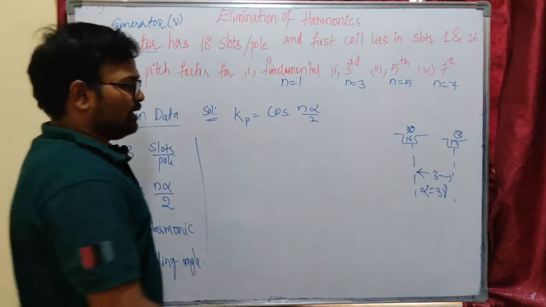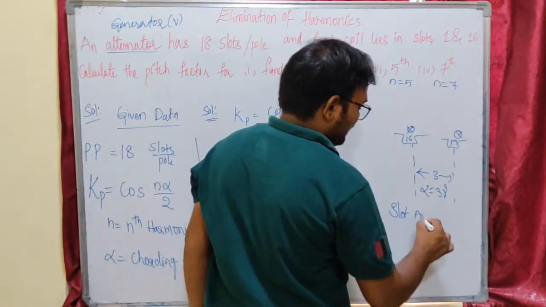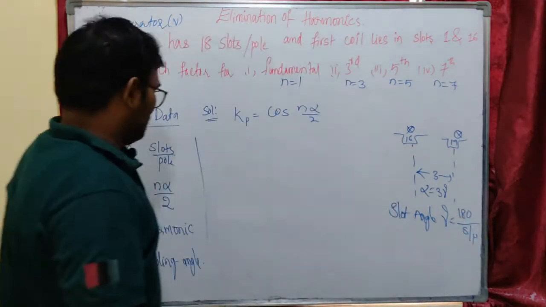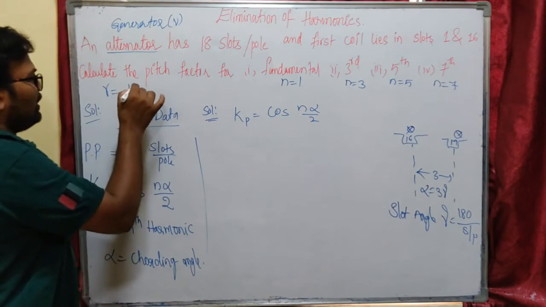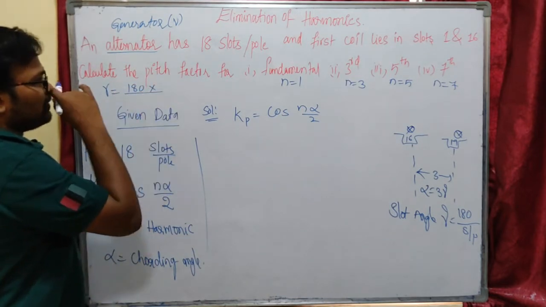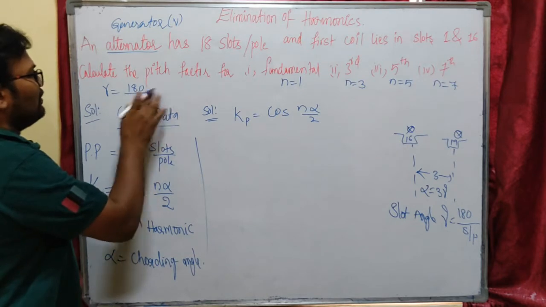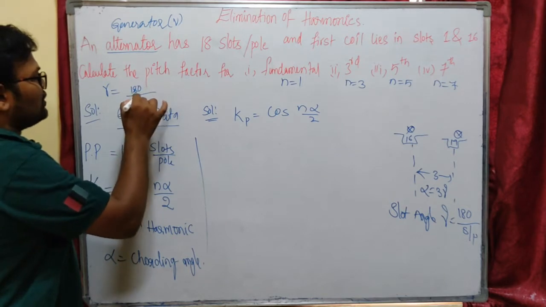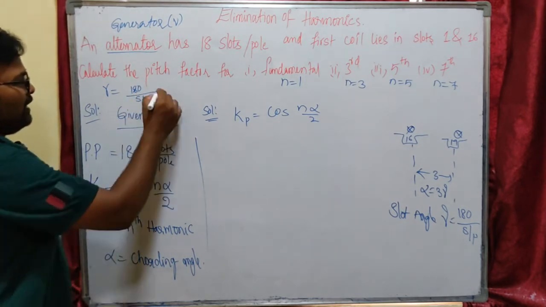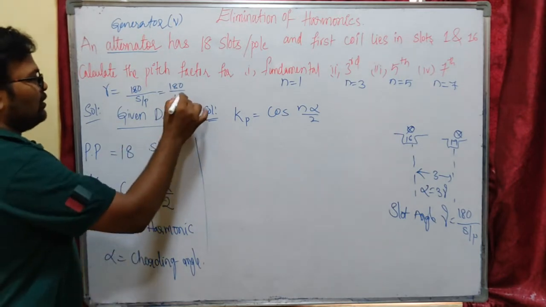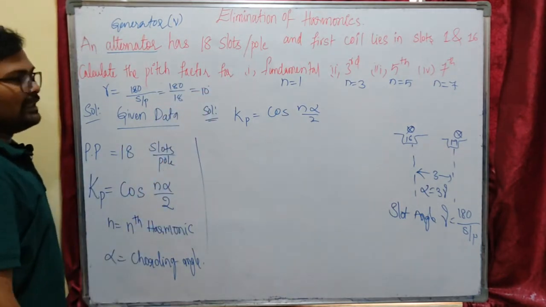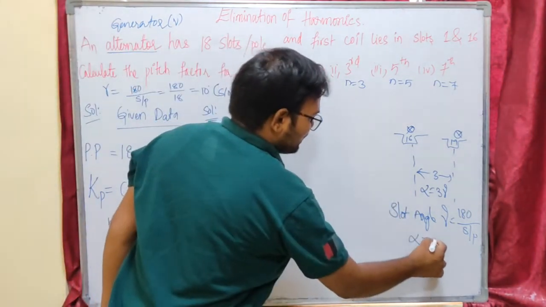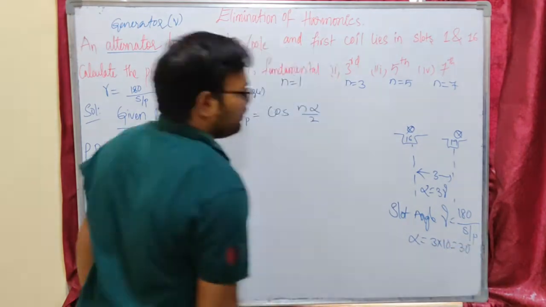Gamma is nothing but the slot angle, so the slot angle should be calculated first. The slot angle gamma equals 180 by the number of slots per pole. The number of poles is not given, so it is 180 by slots per pole, which is given as 18 here. So gamma will be 10 degrees. Each slot has 10 degrees, the slot angle. So alpha will be 3 times gamma, that is 3 times 10 degrees, equal to 30 degrees. Our alpha is 30 degrees now.